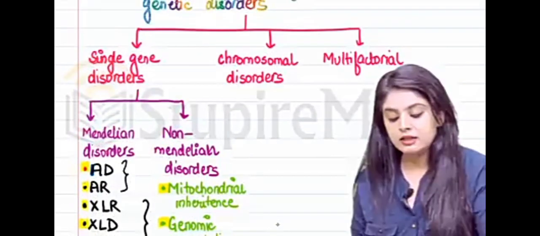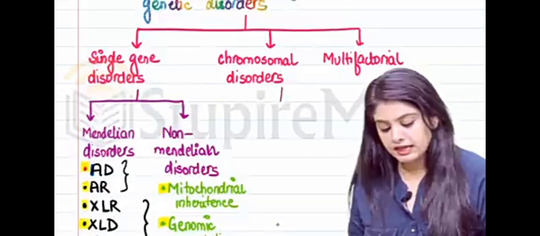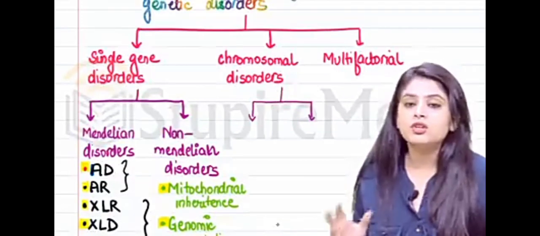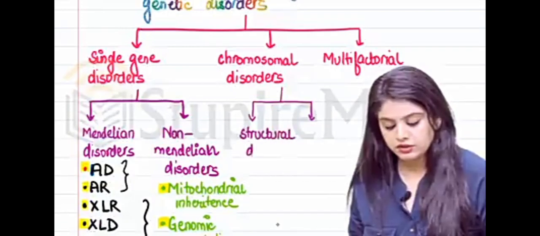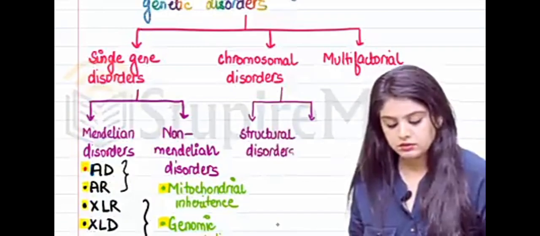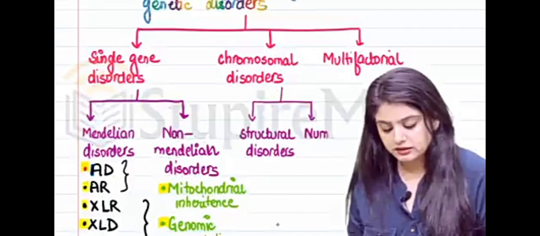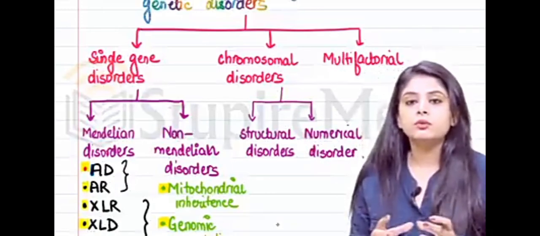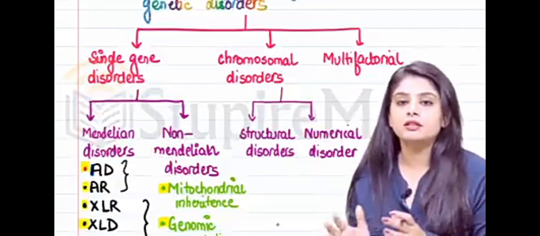The other category that we have is known as the chromosomal disorders, and these can also be further categorized into 2. Either there is a problem with the structure of the chromosome, so these are known as structural disorders, or there is a problem with the number of the chromosome, and that is known as the numerical disorder. So either some problem in the structure of the chromosome or some problem in the number of the chromosome. So we have structural disorders and numerical disorders.